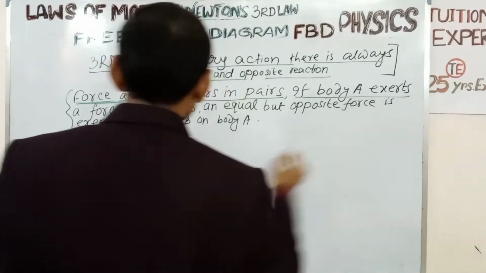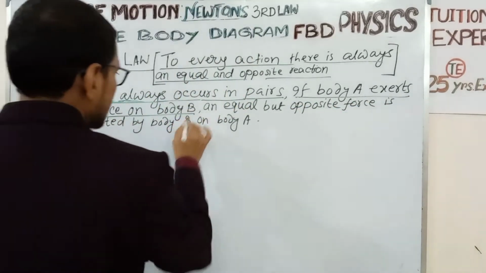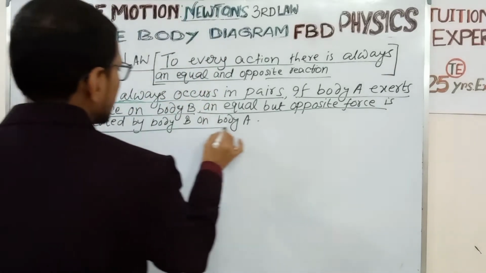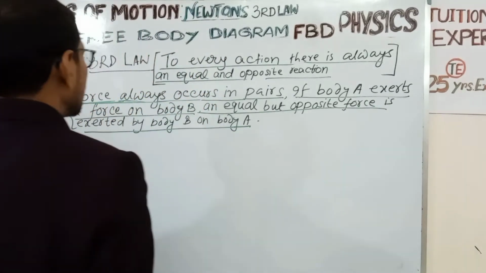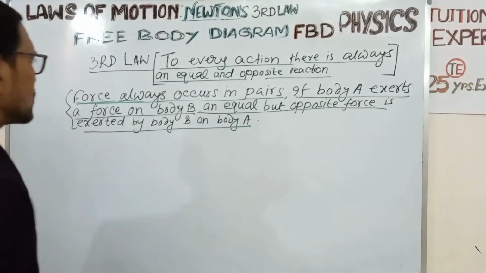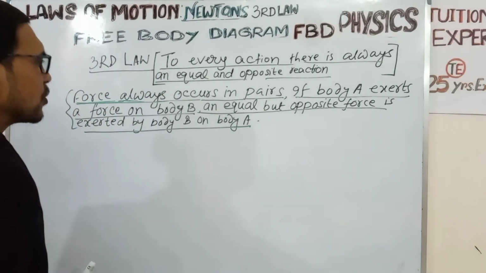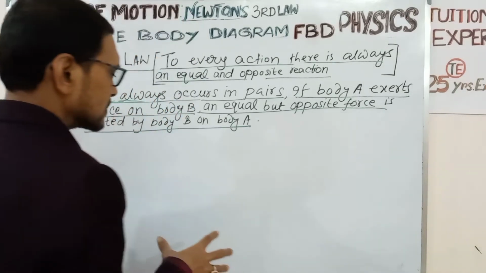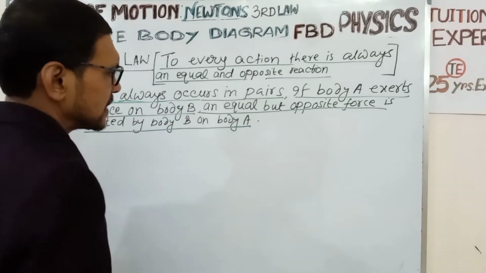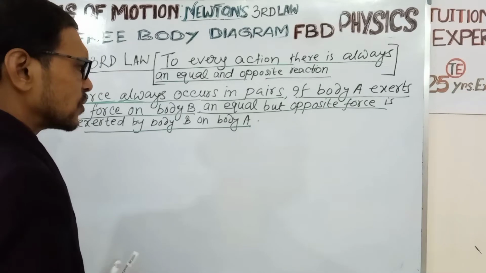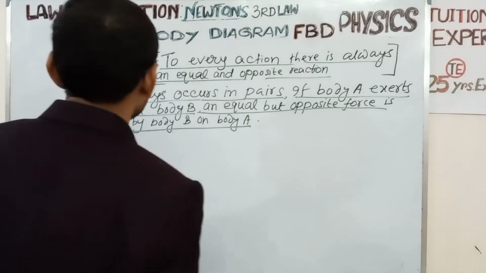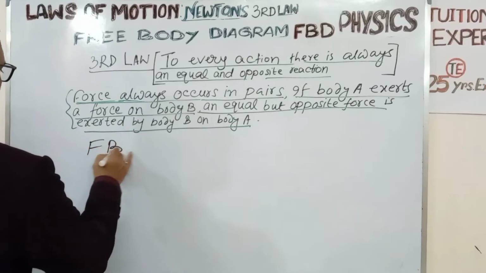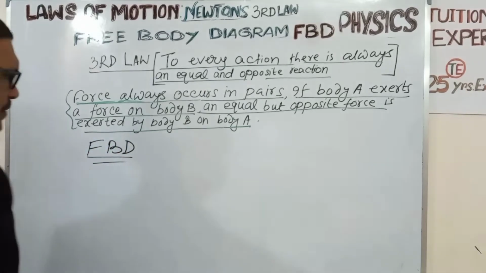If body A exerts a force on B, an equal but opposite force is exerted by body B on body A. So now, based upon the third law, we can draw the free body diagram when different bodies are in contact with each other and different forces act on them. Now let's draw the free body diagram. What is a free body diagram?